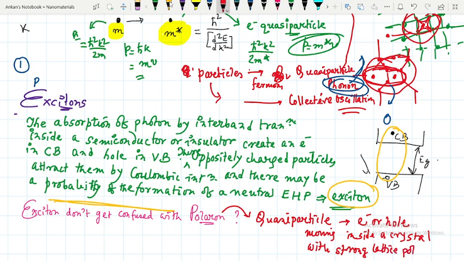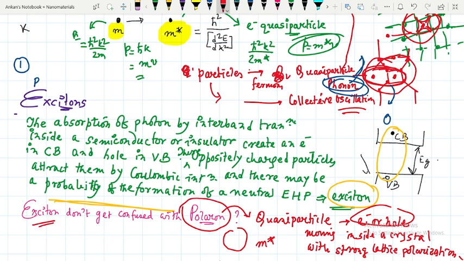so that the electron or hole, whatever we have considered here, is surrounded by some polarization cloud with an increased effective mass. This quasi-particle is known as the polaron, which is not an exciton, that is the electron hole pair. This is a polaron, so don't get confused between the two particles, exciton and polaron.